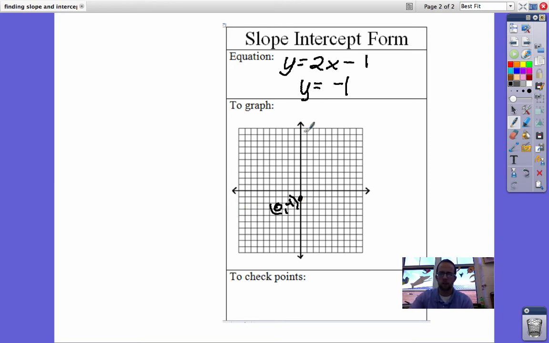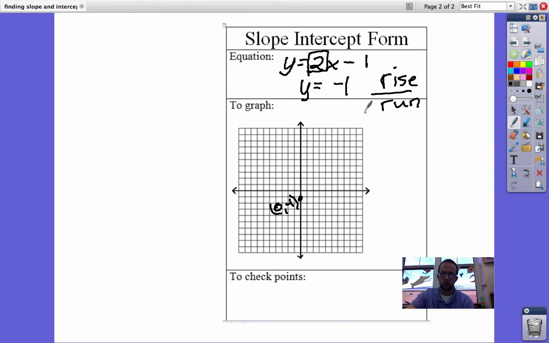Now, I could plug in 0 for y and find out what x is as well, but there's another way to do it, and that's by looking at this number here, known as the slope. Whatever number you're multiplying x by is the slope of your line. And slope is listed as rise over run.